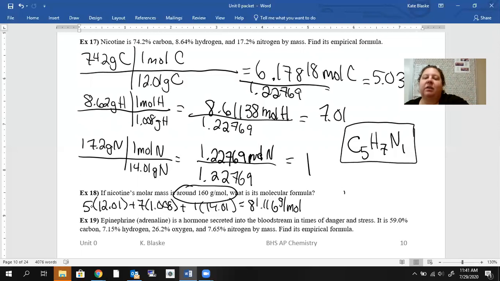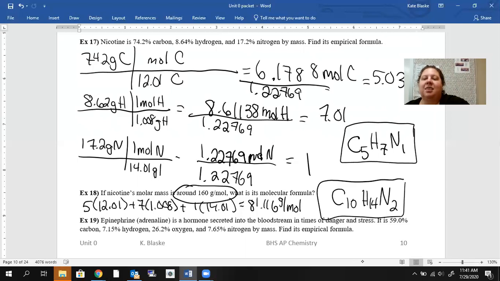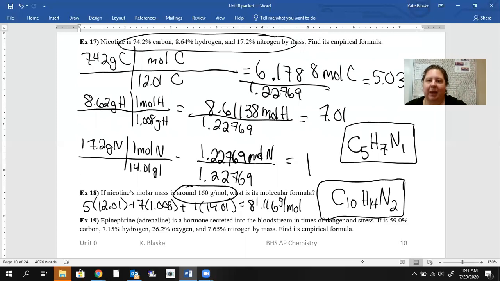So instead of C5, it's going to be C10. That's messy. Let's rewrite that. C10, instead of H7, it's going to be H14. Instead of N1, it's going to be N2. That is our real formula, or our molecular formula. Now, it doesn't tell us how it's bonded. It doesn't tell us what its structure is. We'll get to all that later. But it does tell me what the formula is from this percent mass data, which could come from a mass spectrometer.